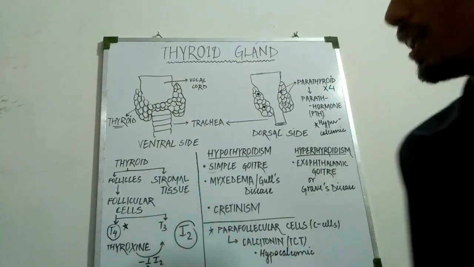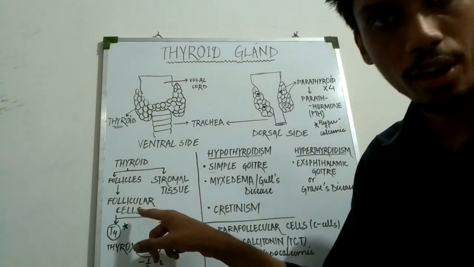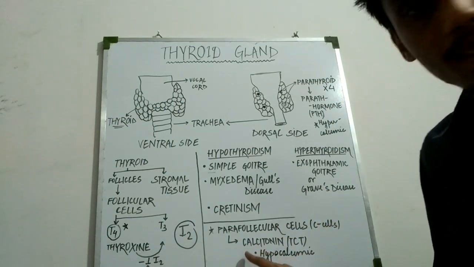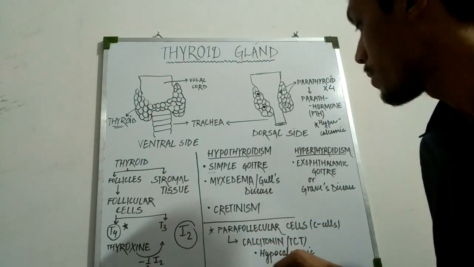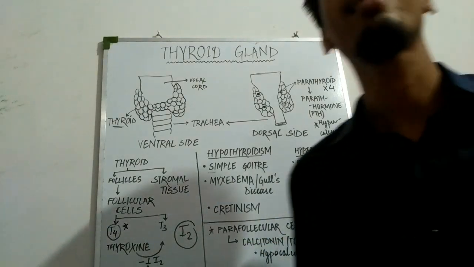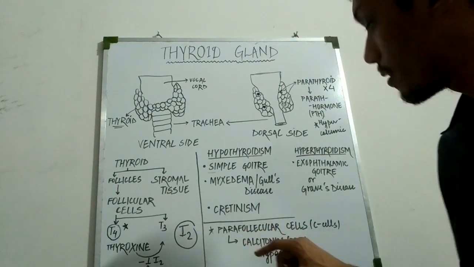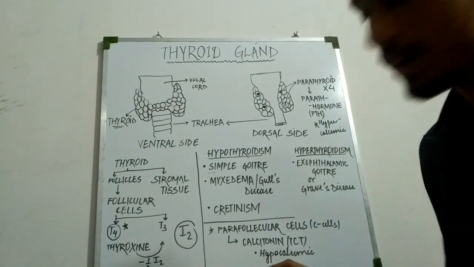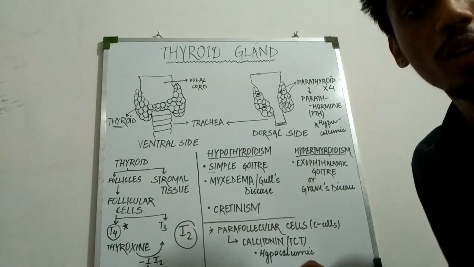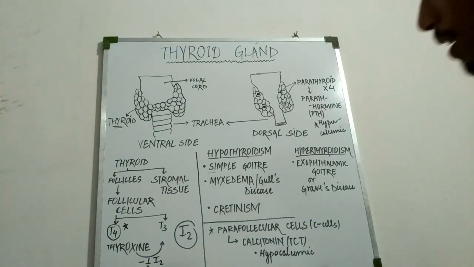So what we need to know is that parafollicular cells are situated between the thyroid follicles, and they are also called C cells because they release calcitonin hormone, and this calcitonin hormone is also known as thyrocalcitonin because it is related to the thyroid gland. This thyrocalcitonin is represented by TCT in your NCERT, and the role of this calcitonin hormone is that it is hypocalcemic.